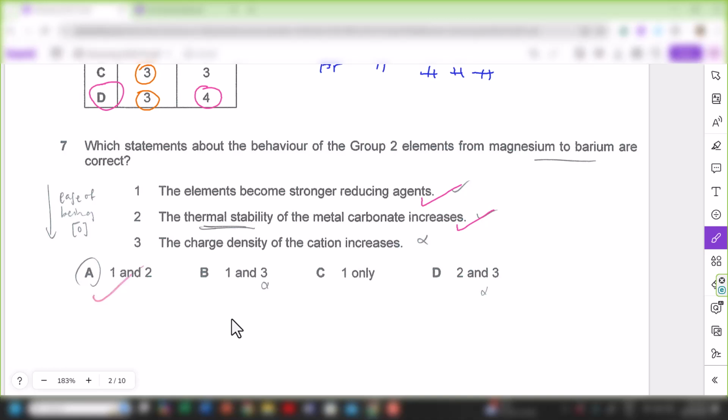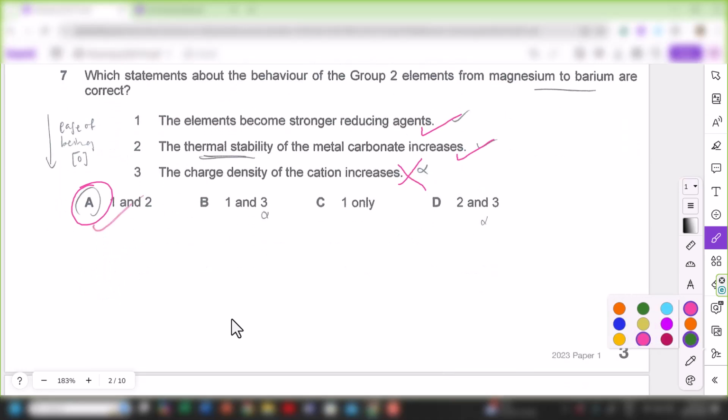What about option 3? Charge density increases. We just said that the charge density decreases. So this is incorrect. So we're only looking at option A to be the correct answer. Alright, so we'll move on to question 8.